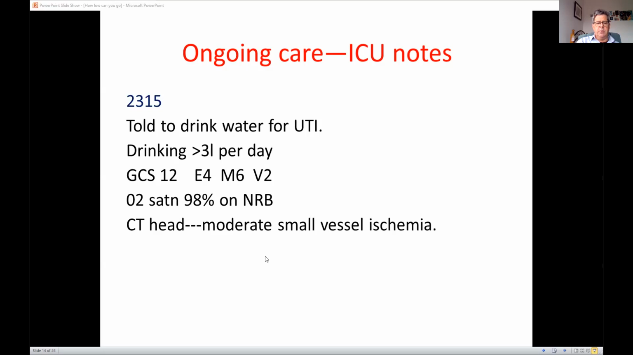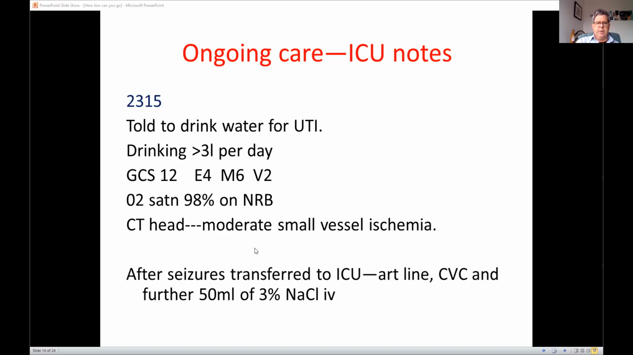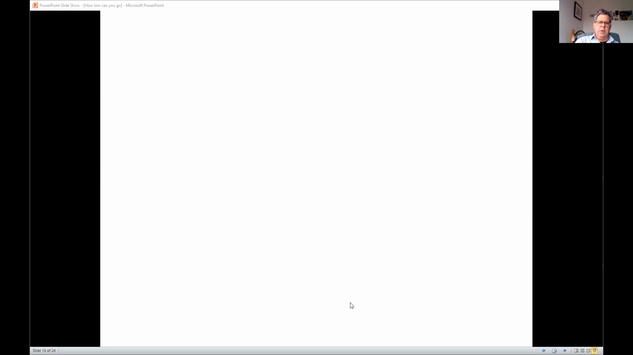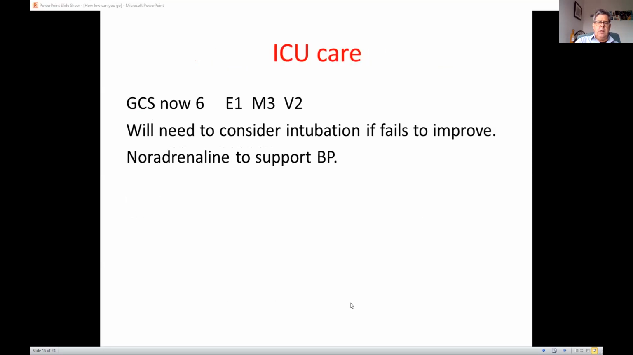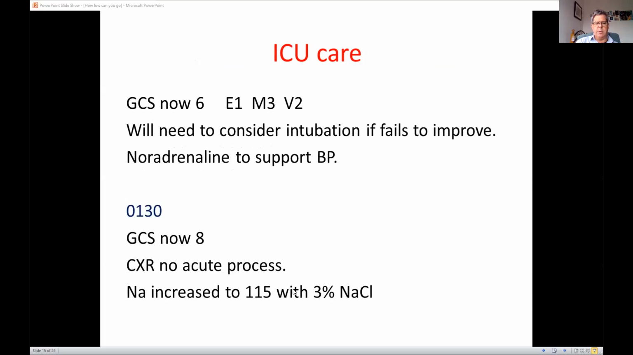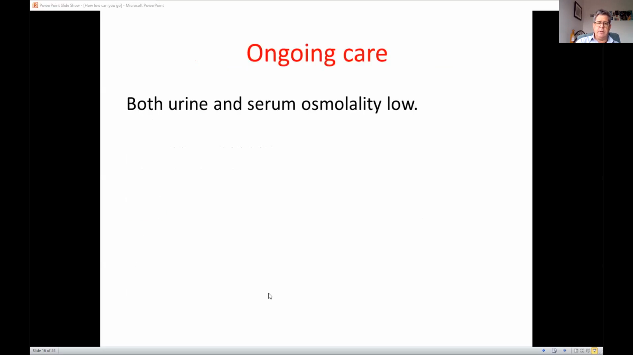Nothing else was found on history, and they did a CT which showed moderate small bowel, nothing very much really. They then increased the amount of 3% saline in ICU and gave her a noradrenaline infusion and waited for her blood pressure and for her GCS to come up. She did. The sodium came up to about 115, GCS came up, and they continued to rise.